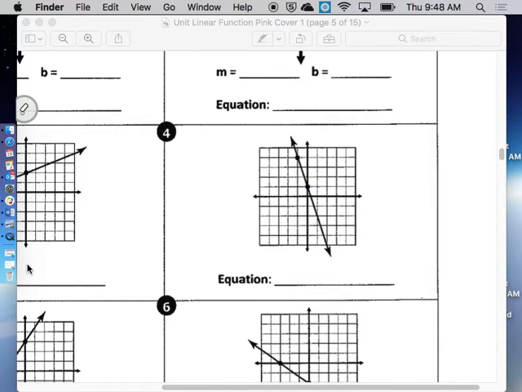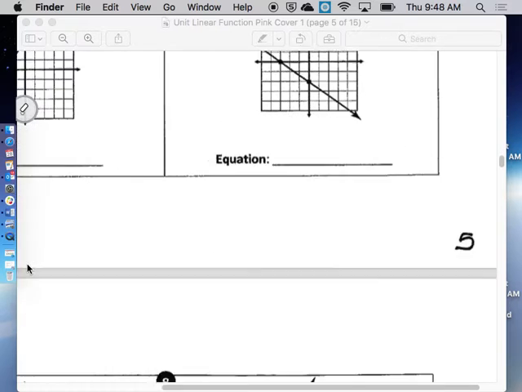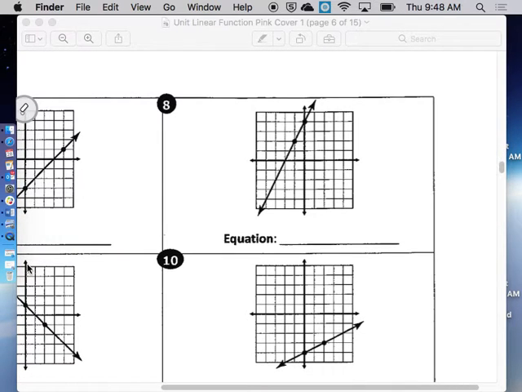We'll do one more on the video, and I think you should be fine with this. Let's do one like number 8. I'm crossing the y-axis at +4, and then my slope is up 2 over 1. My slope is going to be 2 over 1. So counting in the positive direction, my equation looks like this: y equals 2x plus 4.